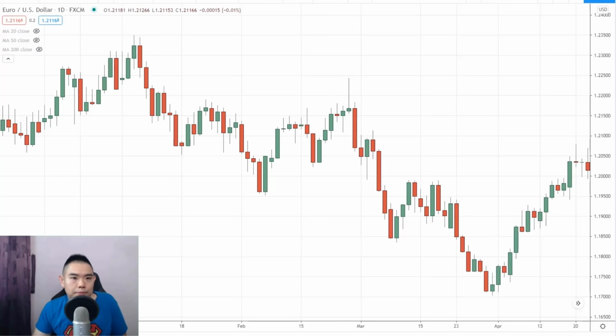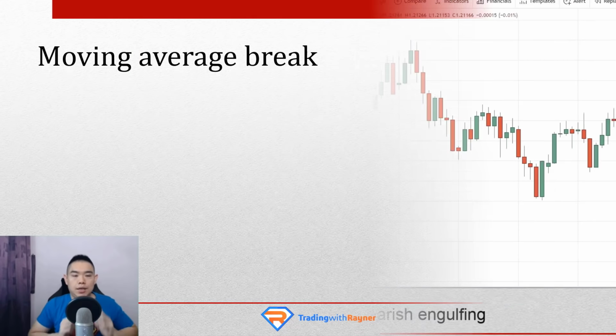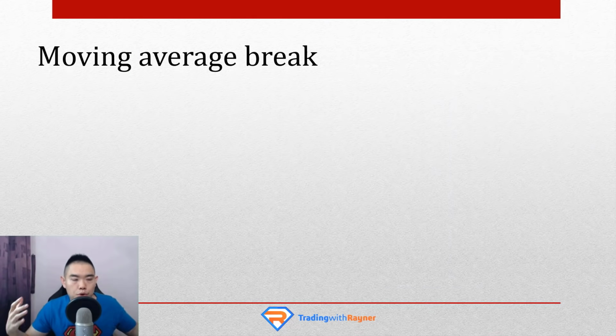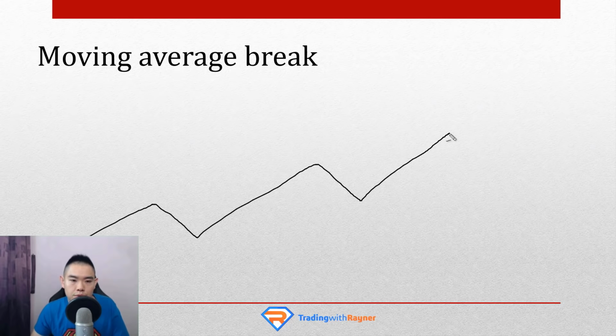So moving on now, let's talk about the second entry trigger technique that you can use, which is called the moving average break. Now I want to share with you another technique that you can use to time your entry. To illustrate how this works, just imagine the market is in an uptrend, a series of higher highs and higher lows, and then it makes a pullback. So now the question is, at which point of the pullback do you enter a trade?